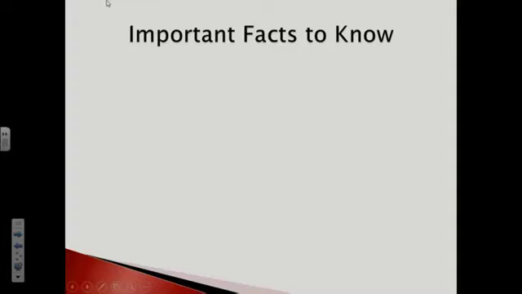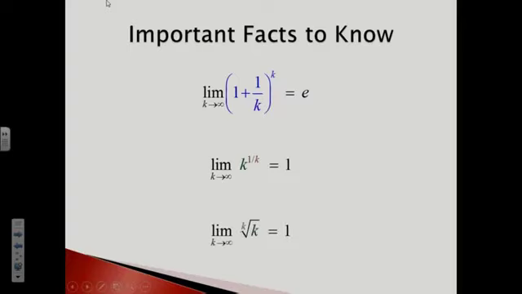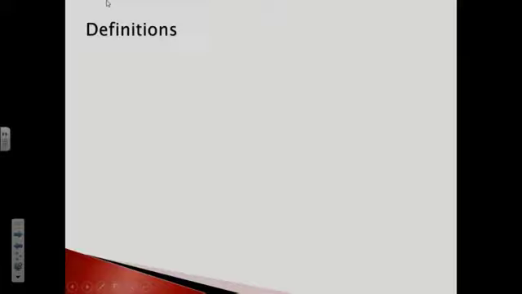So we have proved two important facts. The limit of (1 plus 1 over k) to the power of k when k tends to infinity equals e, and the limit of k to the power of 1 over k when k tends to infinity equals 1. The second one may also be written as the limit of the kth root of k when k tends to infinity equals 1. We introduce some terminology associated with a sequence s_n.